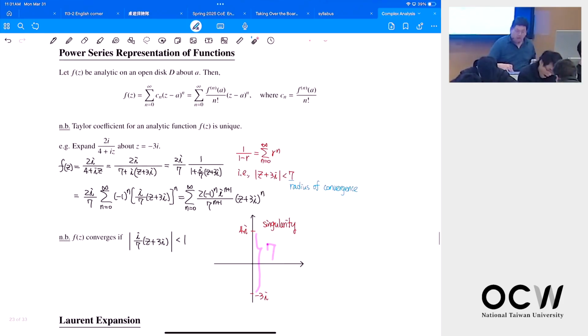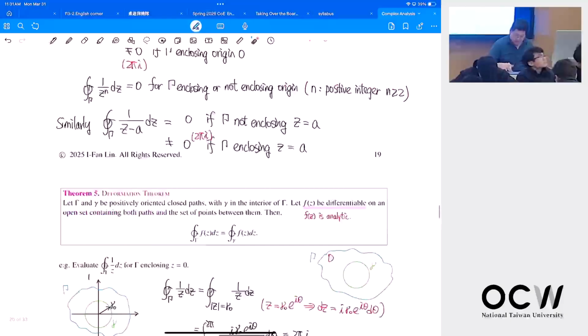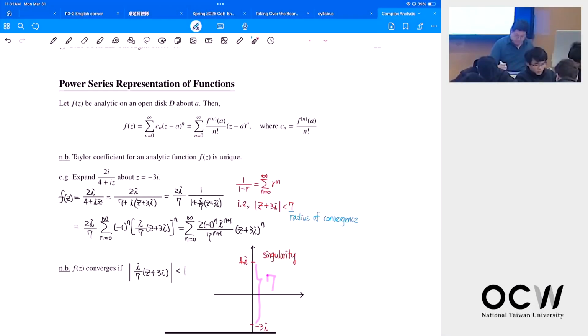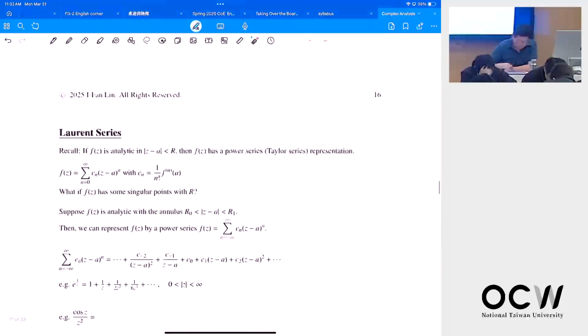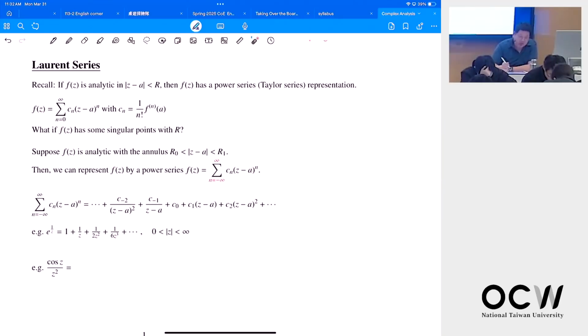All right, so now for this power series, if you don't have any questions, then let's talk about the Laurent series. Because what if I want to make the series with the singular point? So far here you can see that there's no singular point. But how about some singular points? Can I still make an expansion? So you can see that on page 17, we have another series called Laurent series.